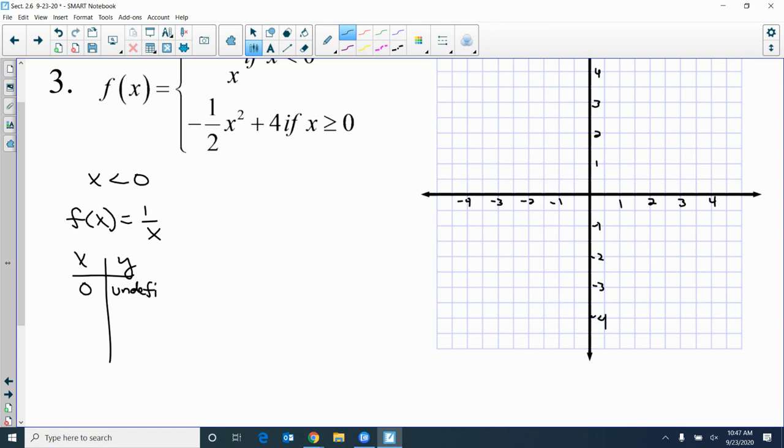So I'm going to start at negative 1. Well, 1 divided by negative 1 is negative 1. Negative 2 gives me negative 1/2. Negative 3 gives me negative 1/3, and so on. So I'm going to start here. But we kind of run into a little bit of an issue. What happens in between negative 1 and 0?